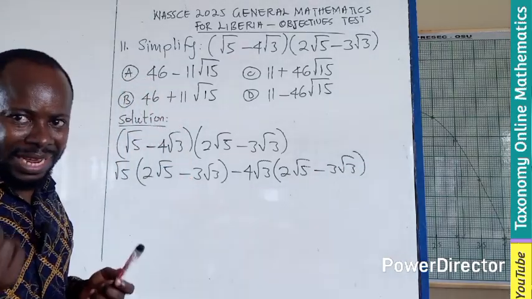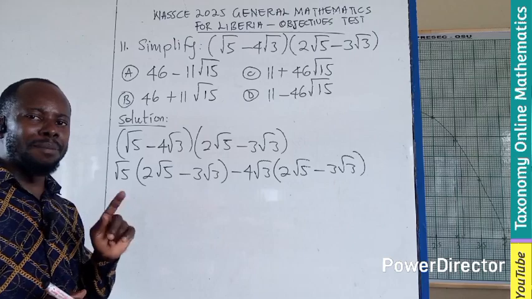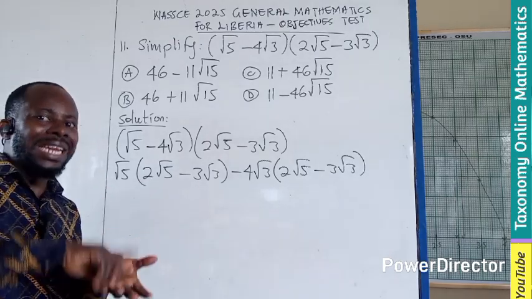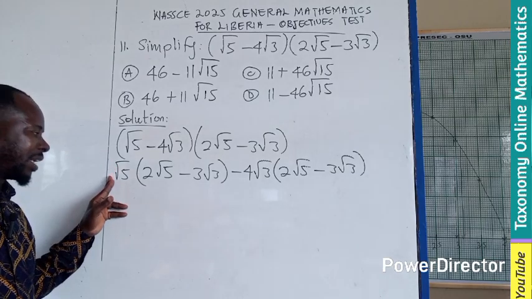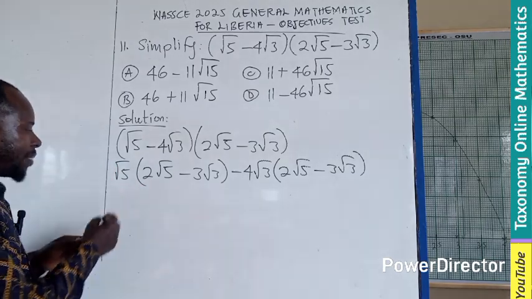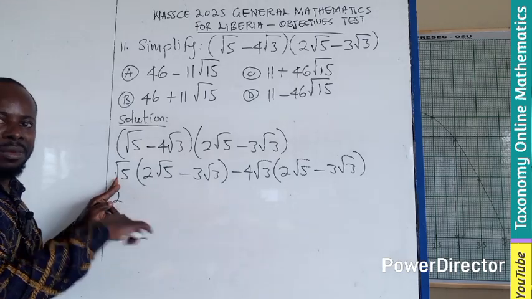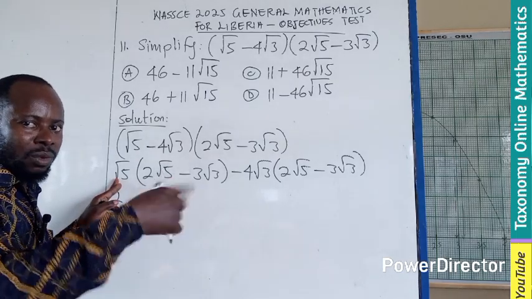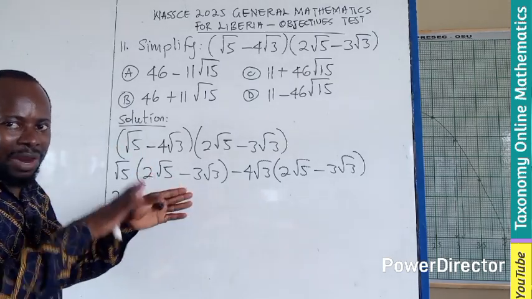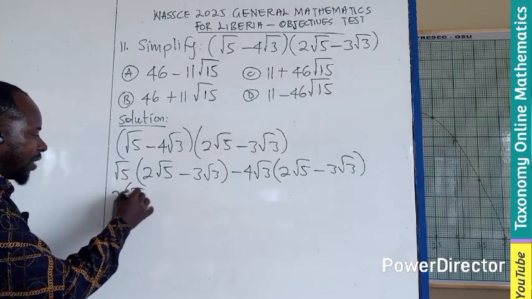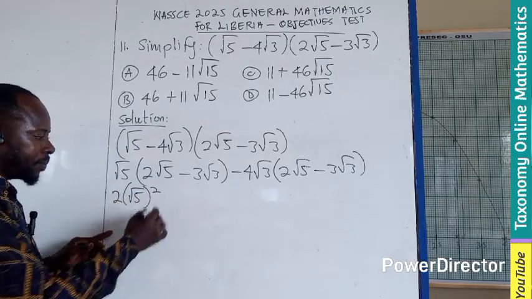Now, when you are expanding, remember that rational numbers multiply together and the irrational numbers multiply under the root. Therefore, there is a 1 here, there is a 2. So 1 times 2 will give us 2. Then √5 times √5 will be √25, which is still 5.